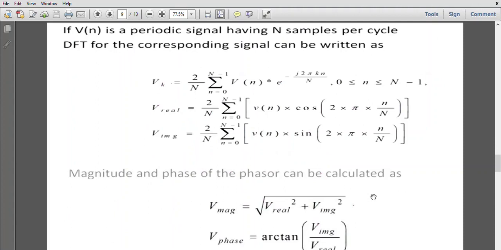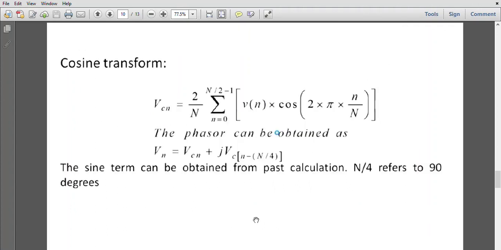If Vn is the periodic signal having n samples per cycle, the discrete Fourier transform for the corresponding signal can be written in the following equation form, where Vk is the discrete Fourier transform of the Vn signal, whose real and imaginary parts are separated. With the help of these real and imaginary parts, we can easily calculate the magnitude and the phase angle. The cosine transform of the sampled signal is also represented by the following equation.